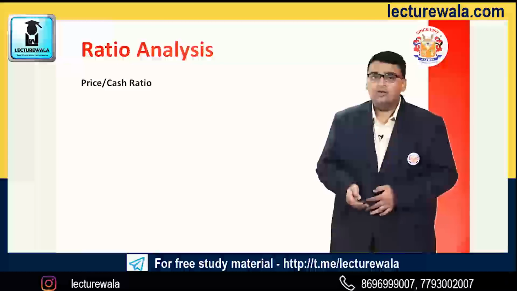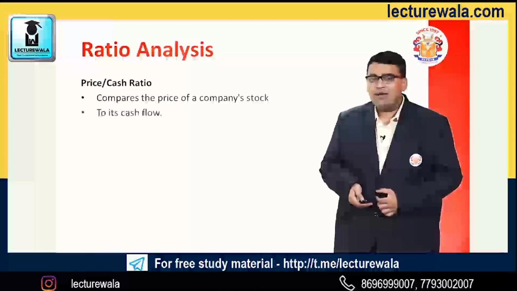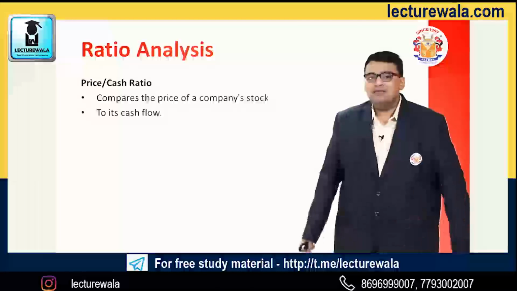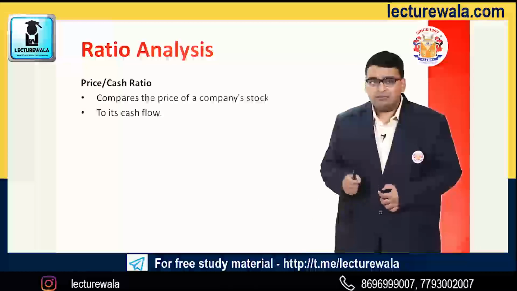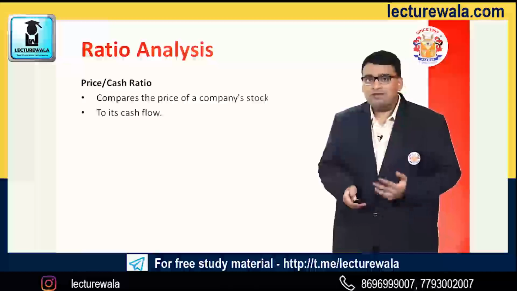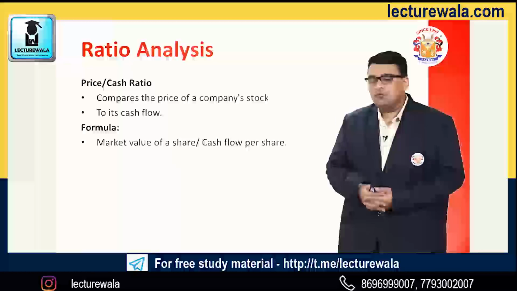We will look into the theoretical portion. What does it want to say? It says that it compares the price of the company stock to its cash flow. Yes sir, we are making a comparison. That means, as compared to our cash portion, how much company stock price is available. Moving forward, what is the formula? Market value of share divided by cash flow per share.